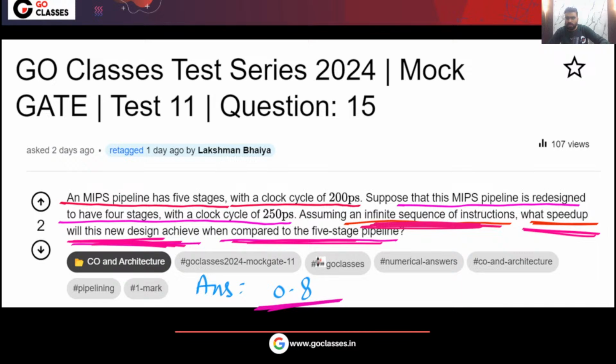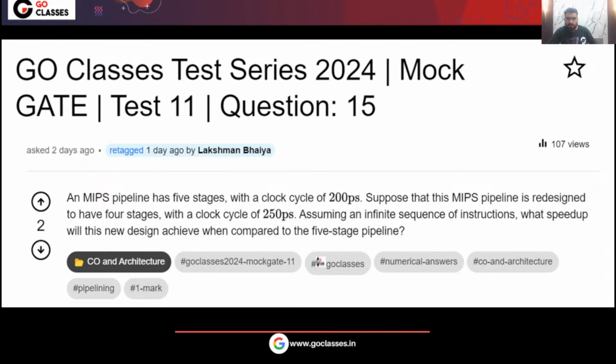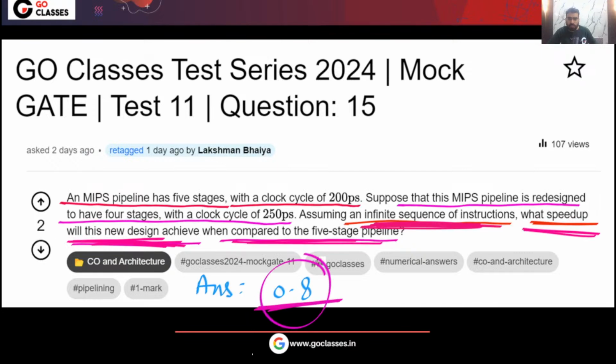Anyone has any doubt? Let me know. Please tell me. In this question, did you make this mistake? Did you put 1.25 in the answer? Let me know. So don't make this mistake, because the question is clearly telling you what you need to calculate. You need to calculate the speed up of new design when you compare it to the old design. So the answer will be 0.8, not 1.25.